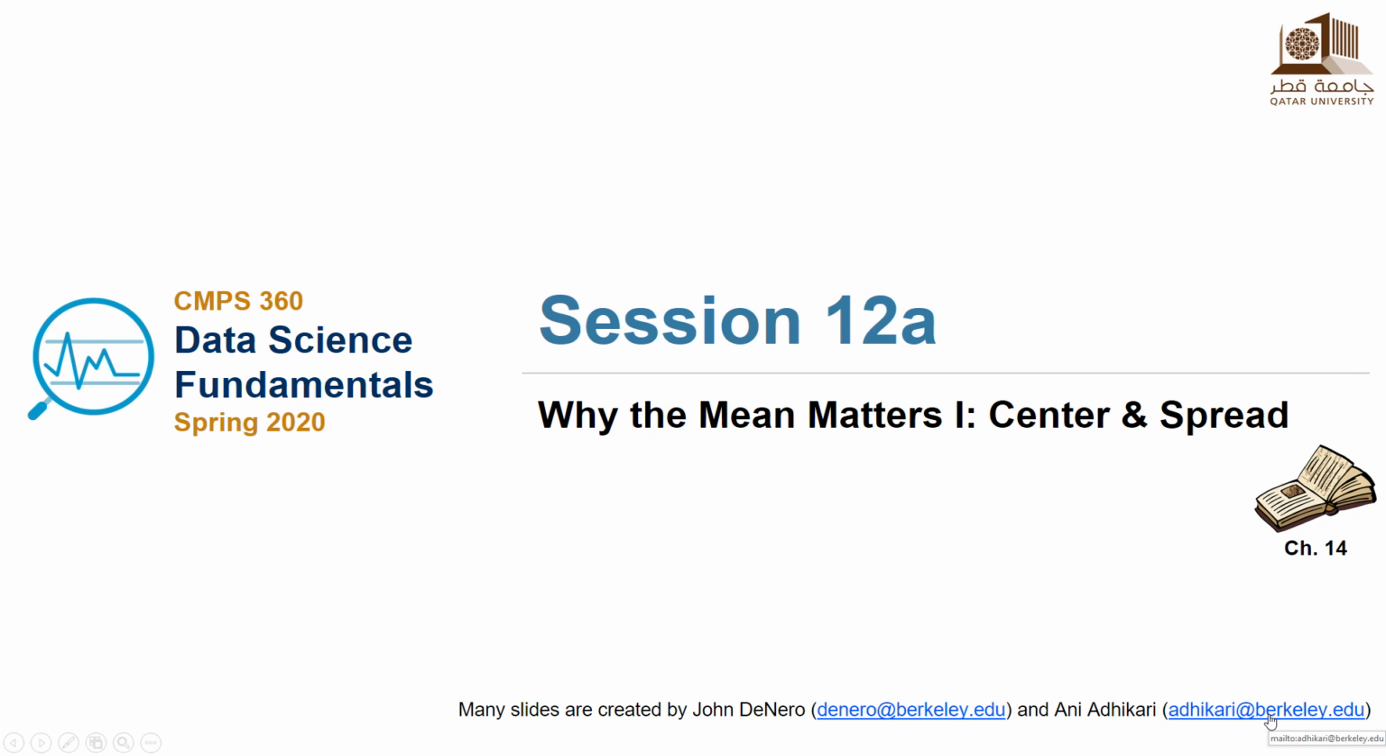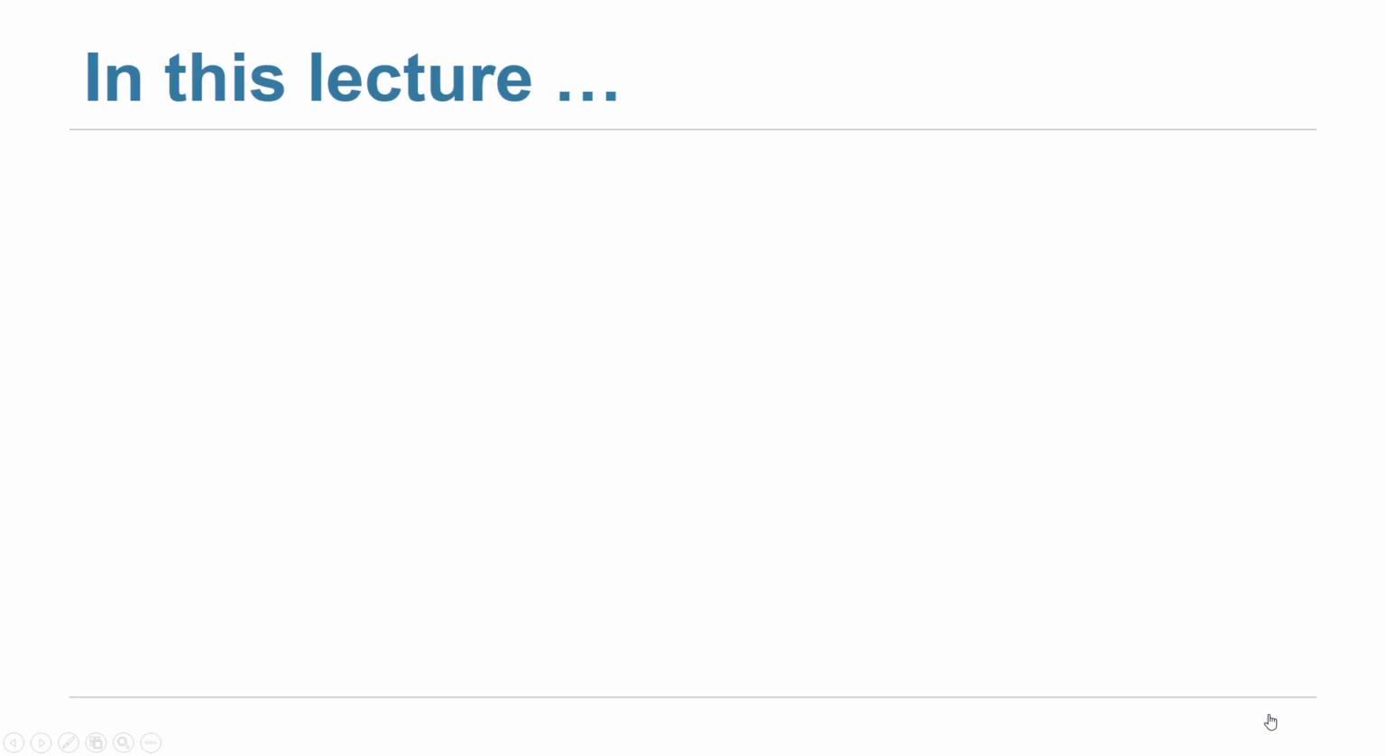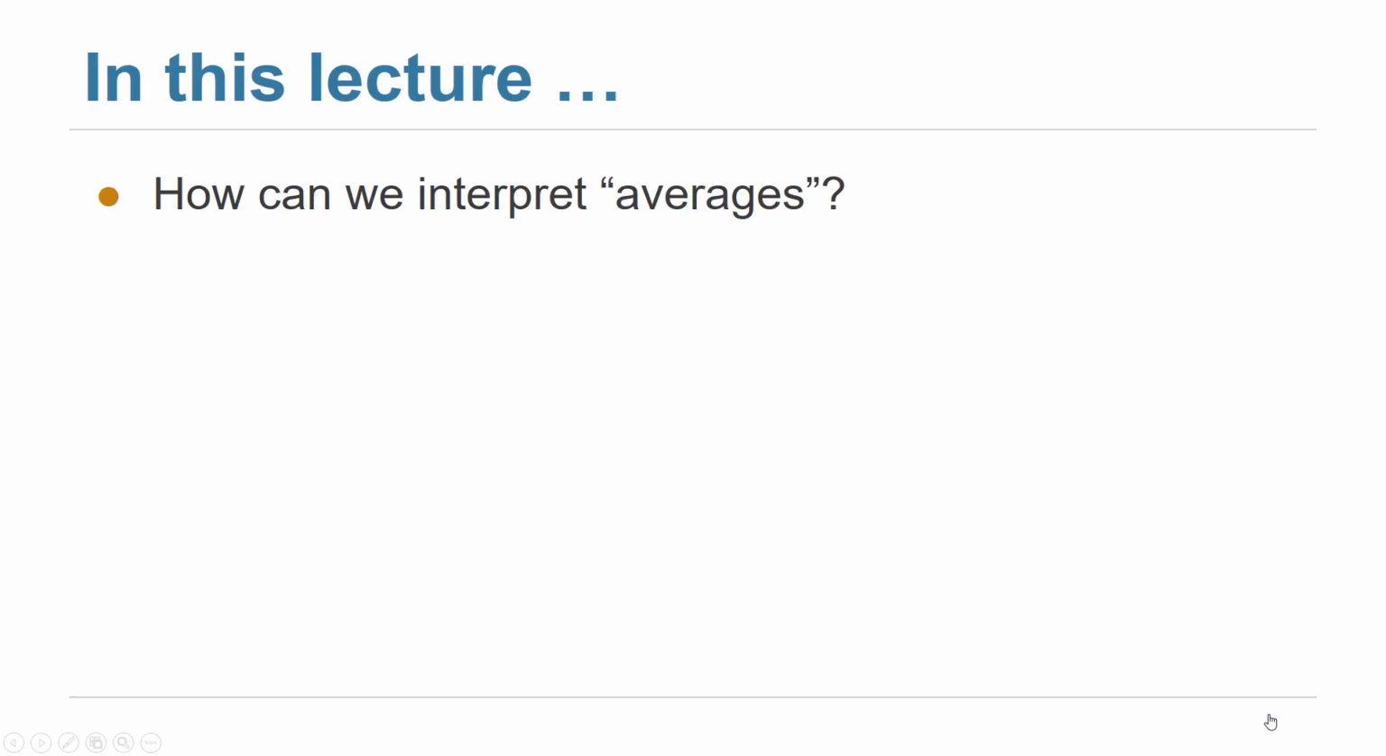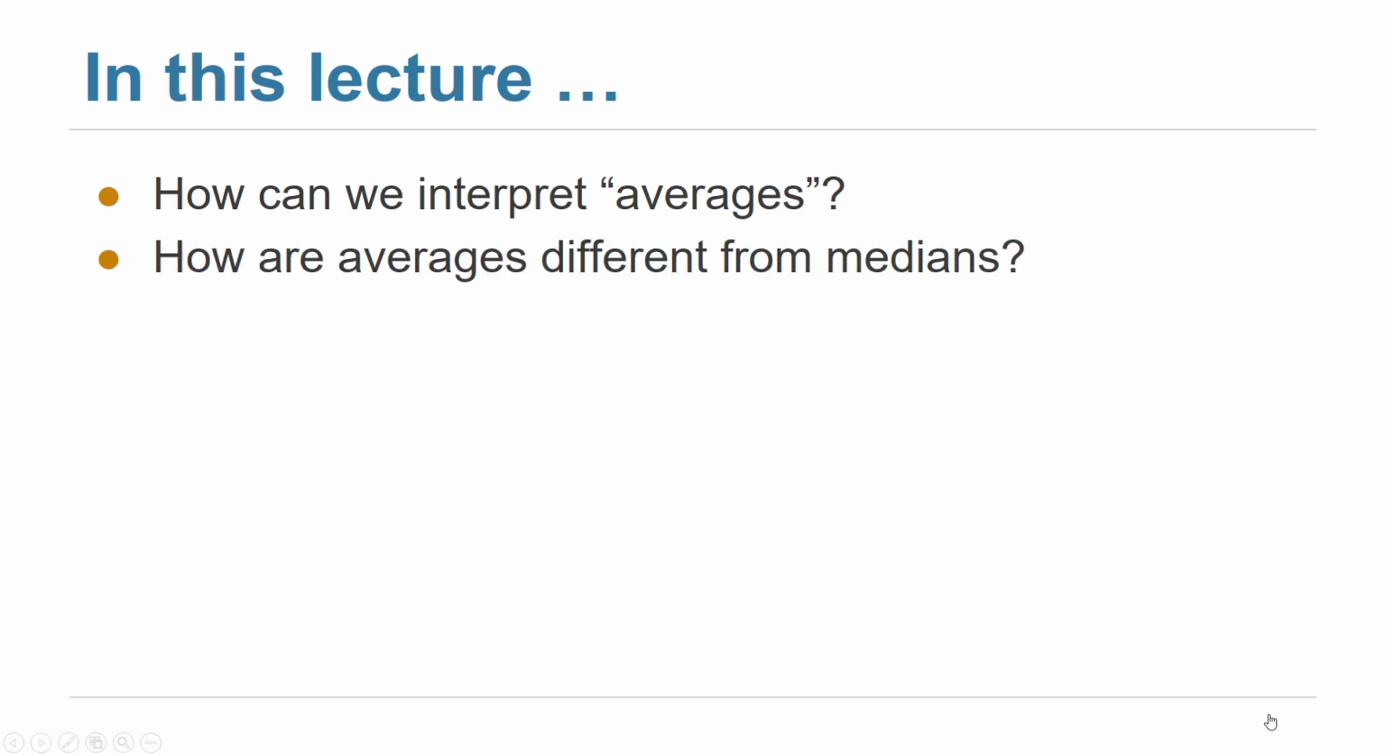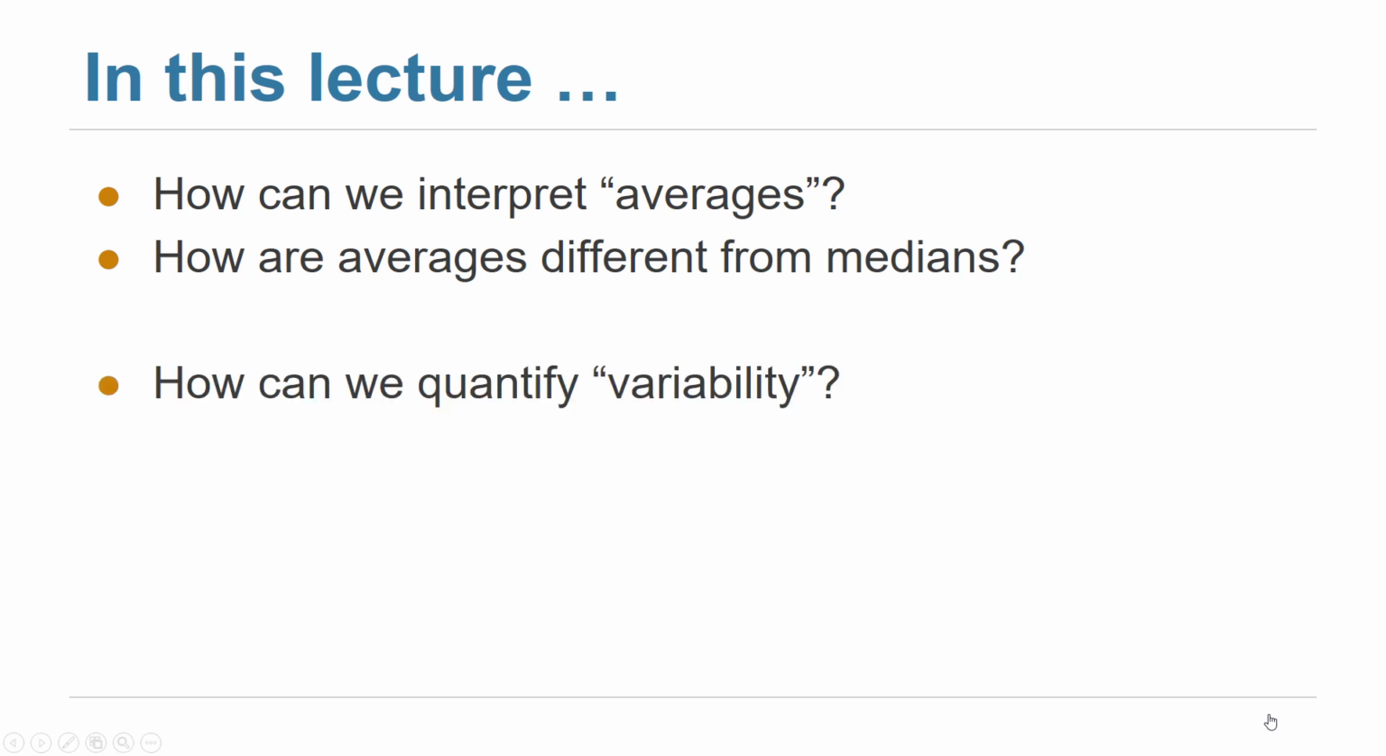Bismillah ar-Rahman ar-Rahim. Today, inshallah, is the first lecture of a new session, session 12, in which we will discuss why the mean or the average of a list of values in a collection matters a lot in data science. In this specific lecture, we will answer three questions. The first one, how can we interpret averages, and what is the difference between averages and medians? And then we'll talk about how we can quantify variability of a list of values in a collection.